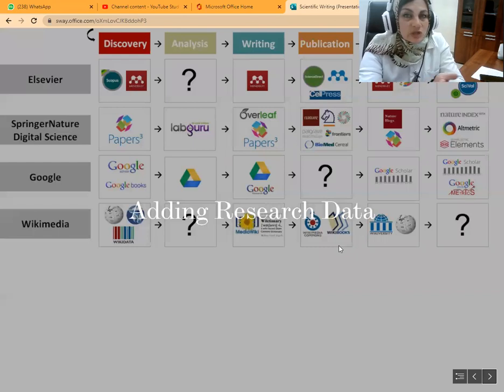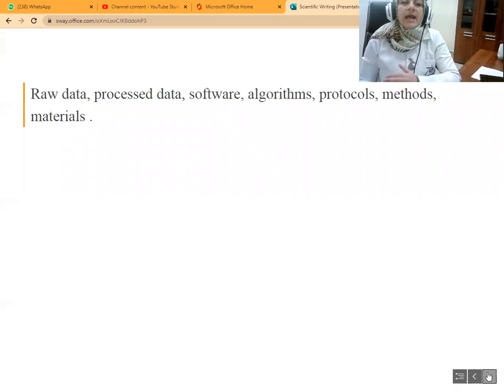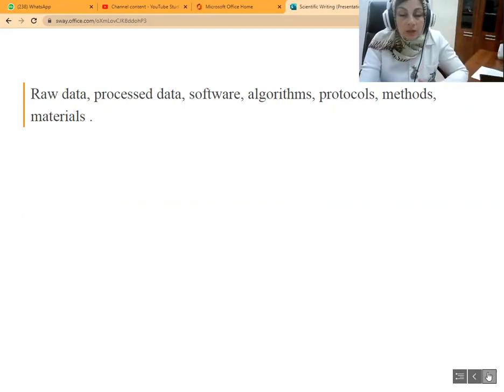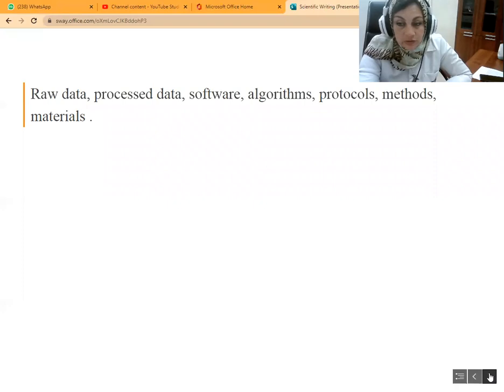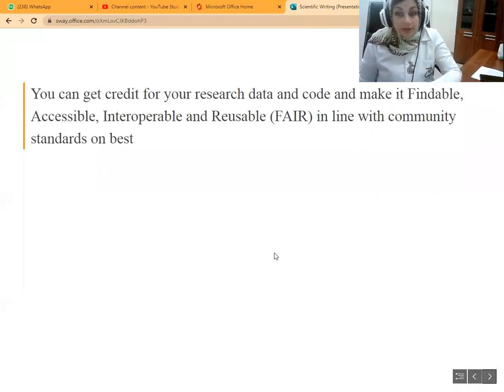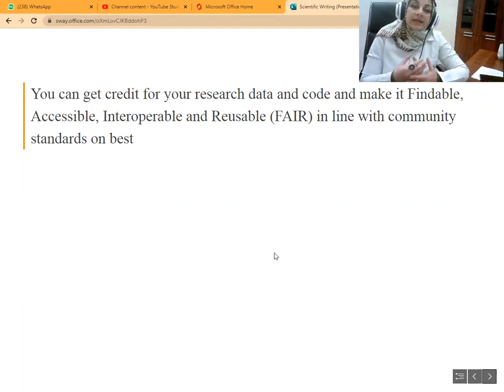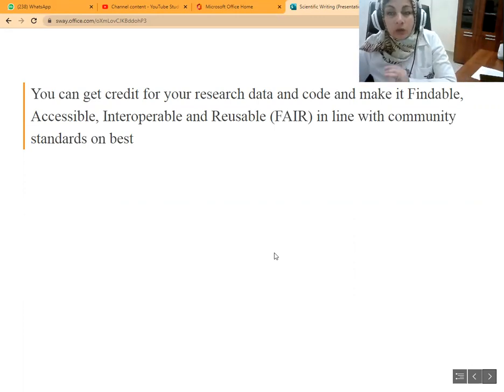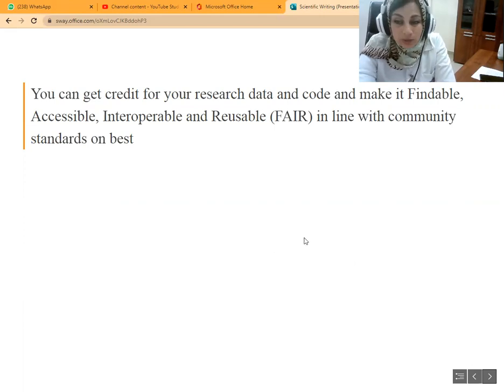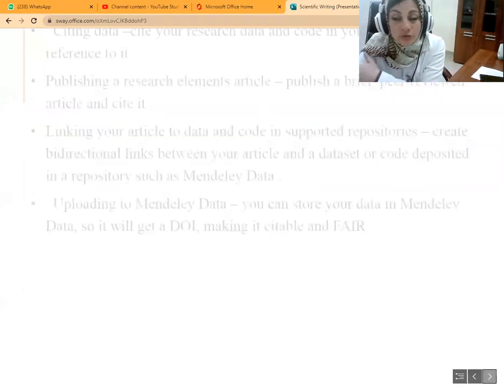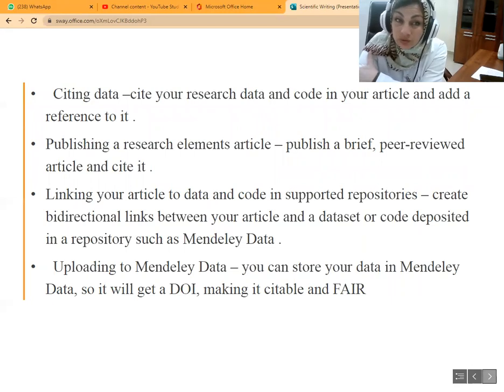What about the research data? Do we keep it in the drawer? What do we do? Most open access journals ask you to submit the raw data, the processed data, software, algorithms, and protocols as additional repositories. I'll tell you now where they go. You can get credit for them if you make them findable, accessible, interoperable, and reusable. This makes them FAIR, and you get credit for them because they are citable as well. So you might want to make sure that you have a good repository that has all your data.